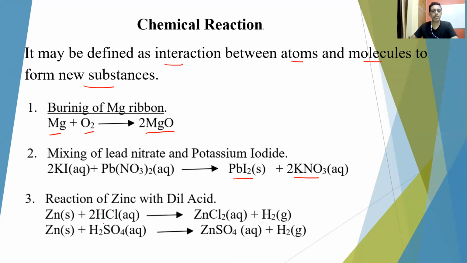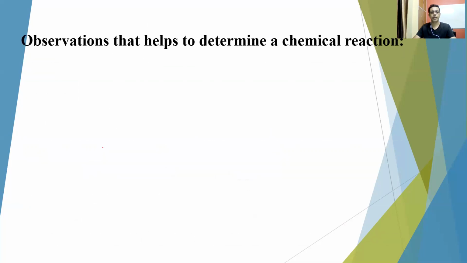If you see the third example, an acid reacts with a metal. So when zinc and HCl react, we get zinc chloride and hydrogen gas is released. Zinc and sulfuric acid give zinc sulfate and hydrogen gas is released. Now, in all these cases, some new substances are produced. So these types of changes where new substances are produced are called chemical changes, and the interaction of these atoms and molecules is called a chemical reaction. So these are some examples of chemical reactions.